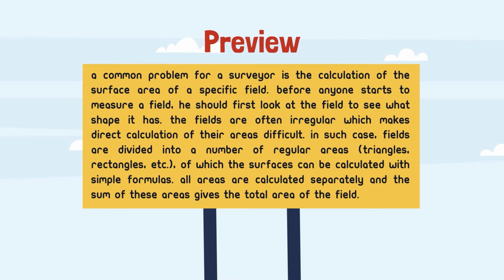Before anyone starts to measure a field, he should first look at the field to see what shape it has. The fields are often irregular, which makes direct calculation of their areas difficult. In such case, fields are divided into a number of regular areas, such as triangles, rectangles, etc., of which the surfaces can be calculated with simple formulas. All areas are calculated separately, and the sum of these areas gives the total area of the field.